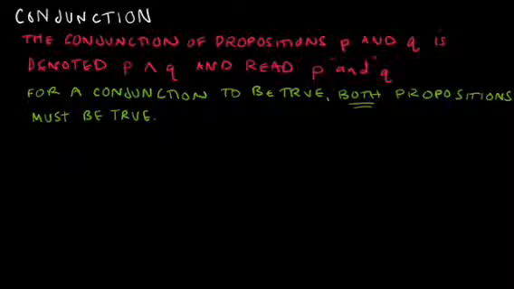For a conjunction to be true, both propositions must be true. So we're going to create the truth table together, but it's also important to think about the fact that P and Q represent statements. So let's say P is, it is raining. Q is, I am home.